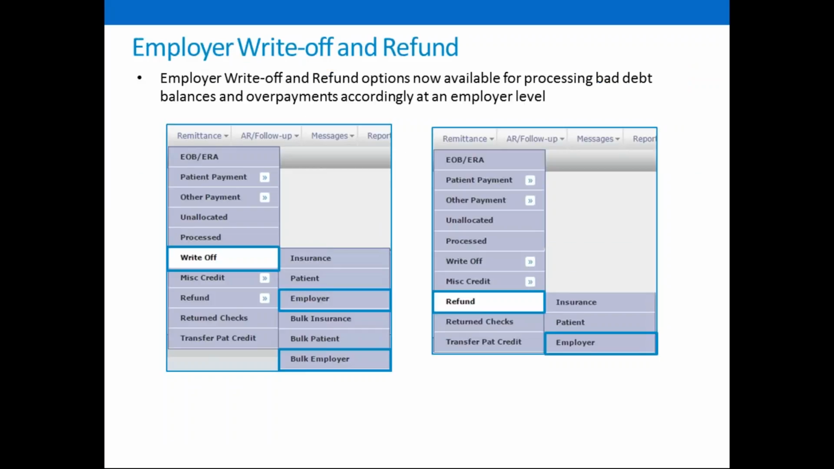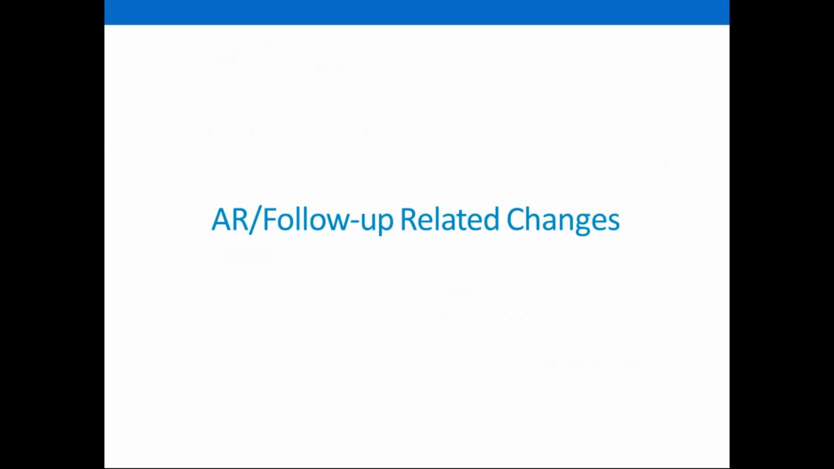If you're not going to move the money to another balance and you want to refund it or write it off, we've also now added those functionalities. Under your remittance write-off, you will now have employer as an option, and also under remittance refund, you can now do employer refunds. So those are 2 new features with the Denali upgrade as regards employer payment. That makes it a complete workflow now.